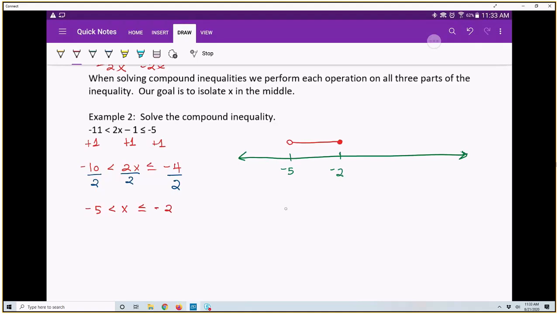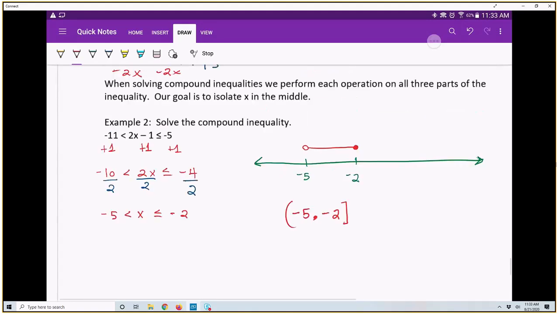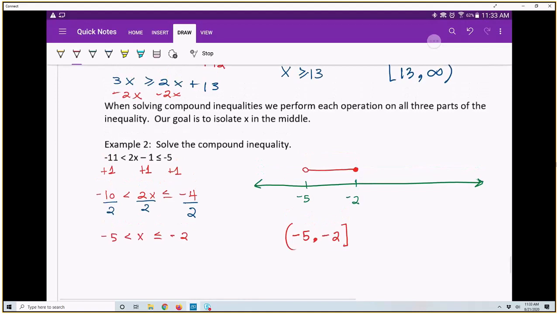And in interval notation, I know I'm going to have -5 and -2. I have to decide between square brackets and parentheses. Closed dot means -2 is included. That's square bracket. Open dot means -5 is not included. That's parenthesis. Okay, and it looks like this is the conclusion of this lecture note. So we'll go ahead and end the video here.